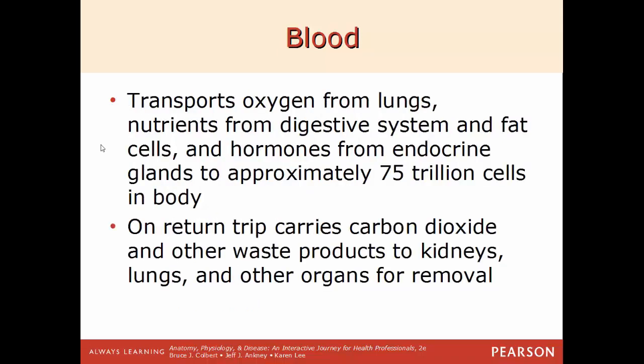Blood will transport oxygen from the lungs and nutrients from the digestive system and fat cells, and then hormones from endocrine glands to approximately 75 trillion cells in the body. On the way back to the heart, the blood will transport carbon dioxide and other waste products to the kidneys, lungs, and other organs for removal.